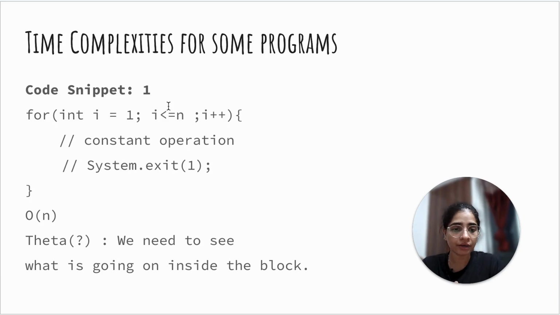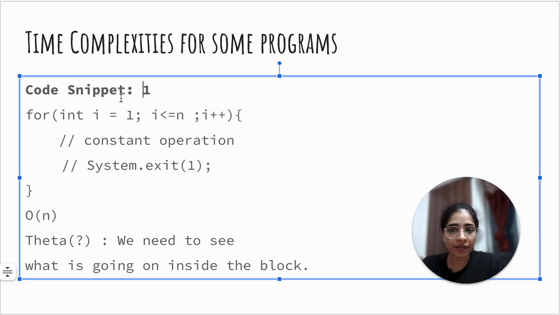In this part of our video, we will be looking at some basic programs and talking about their complexities. So this is code snippet 1, where you have a for loop and there is a constant time operation. It is order of n because the outer loop is running n times.